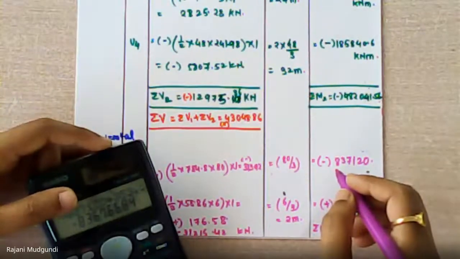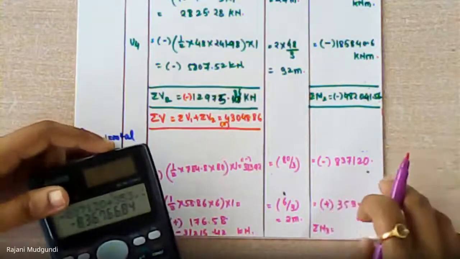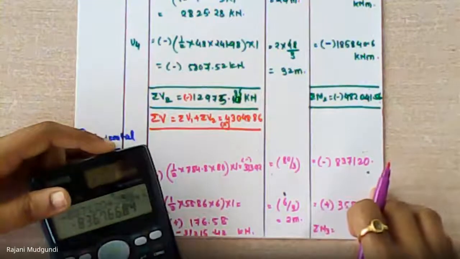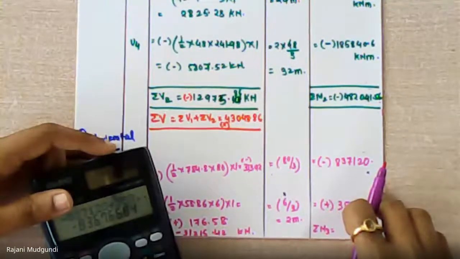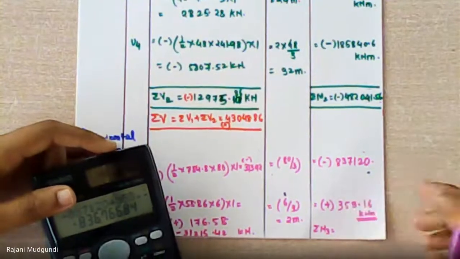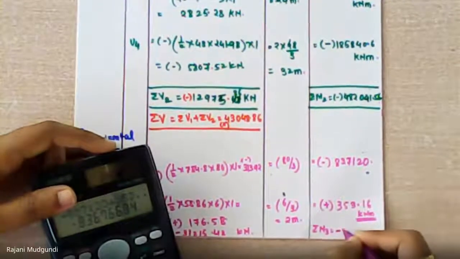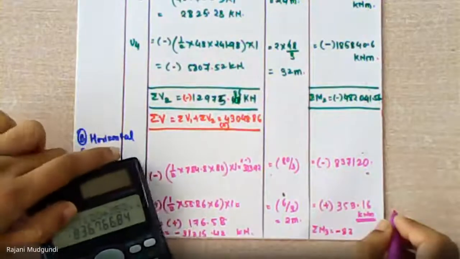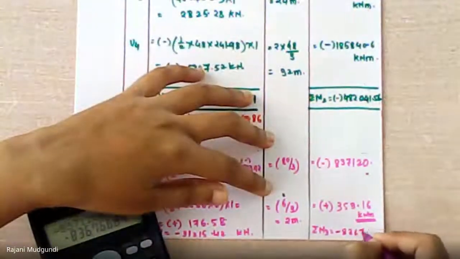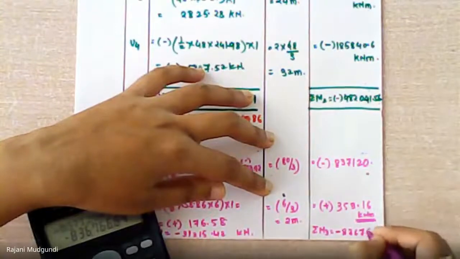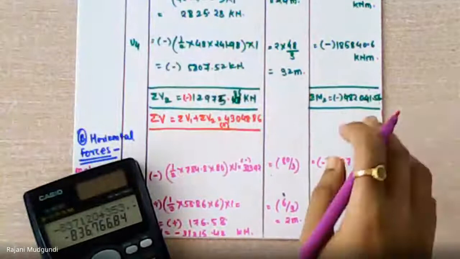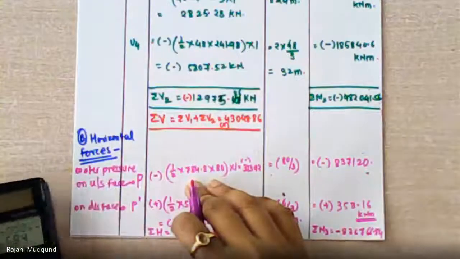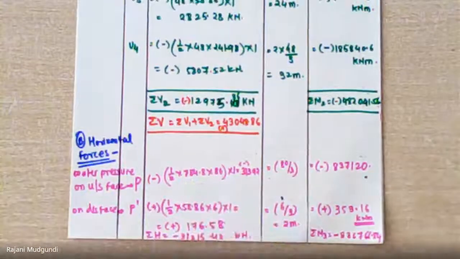Geeta, why are you getting 83671? Okay. So minus 836766.84. Okay.